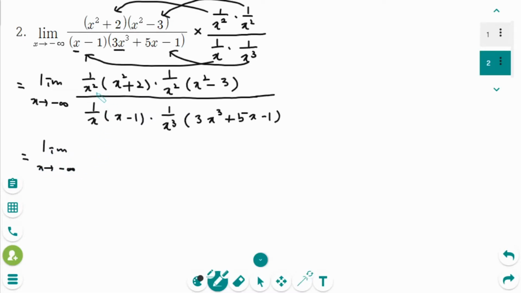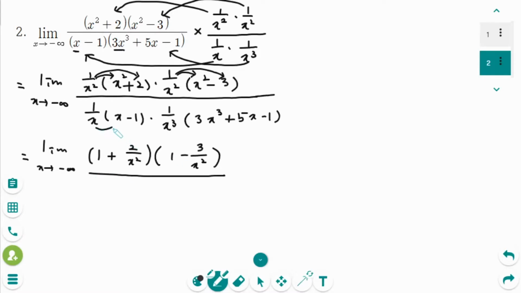So this one is 1 plus the second one is 2 over x squared. And how about that one? It's 1 minus here 3 over x squared over, how about that one is 1 minus 1 over x squared, and this one is a 3 plus 5 over x squared, and then minus 1 over x cubed.